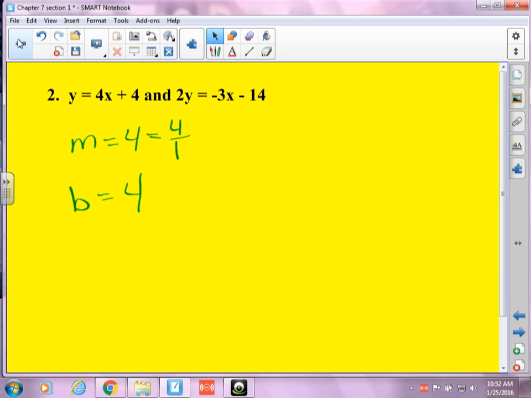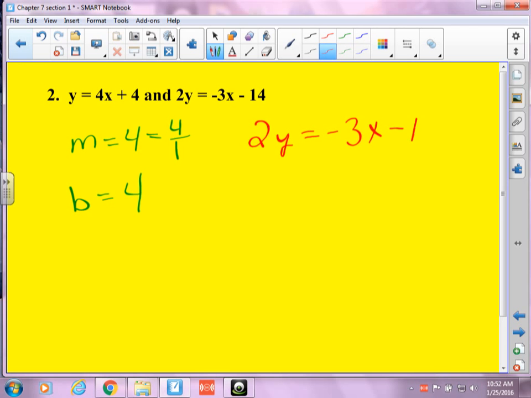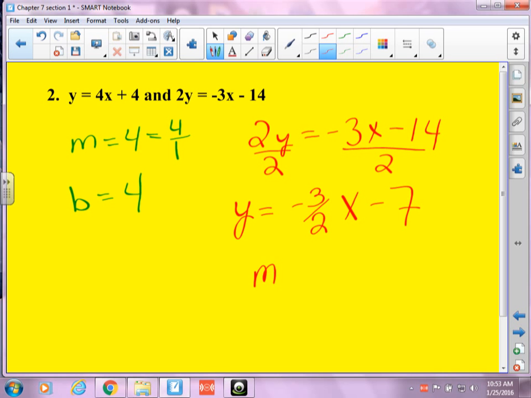Is the second equation in slope-intercept form? No. Okay. So 2y equals negative 3x minus 14. How do I get it there? Divide by 2. Y gives me what? Negative 3 over 2 x minus 7. Can I write negative 1.5? How about negative 1 1/2? No. Nope. What's my M? What's my B?